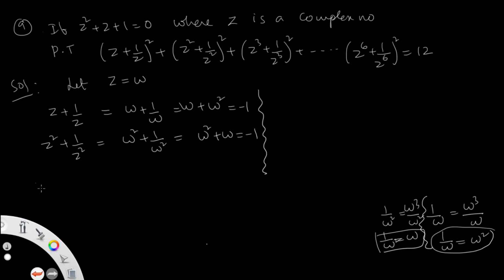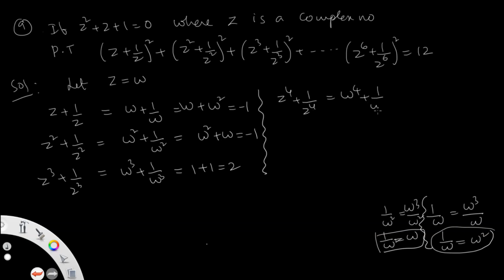The third term is z cube plus 1 by z cube, that is omega cube plus 1 by omega cube, that is 1 plus 1, which becomes 2. And the next term, z power 4 plus 1 by z power 4, is omega power 4 plus 1 by omega power 4. Omega power 4 is nothing but omega. Omega plus 1 by omega, and 1 by omega is nothing but omega square.